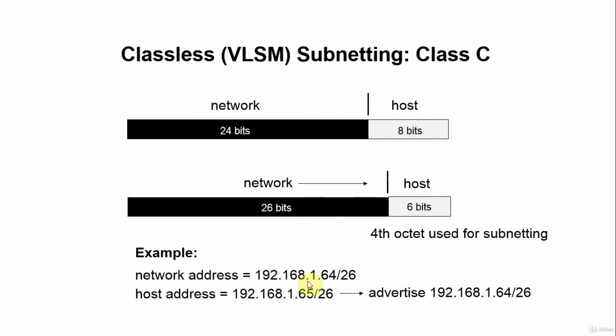So you can take something like this 1.64. That's something that's subnetted from the one dot address, and 65 would be the first host address available, and the 64 network address would be advertised like that.